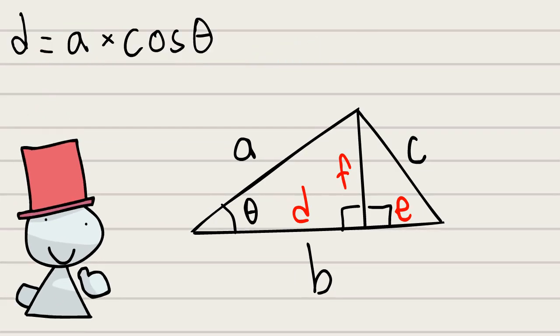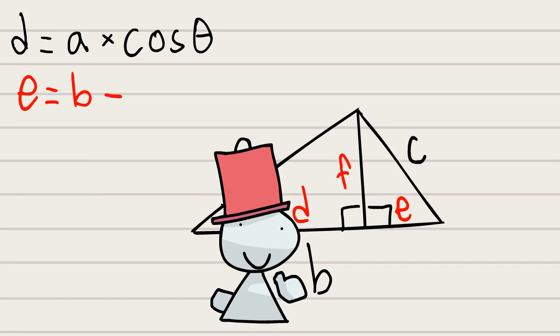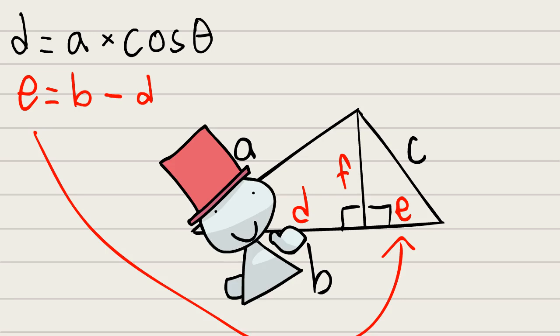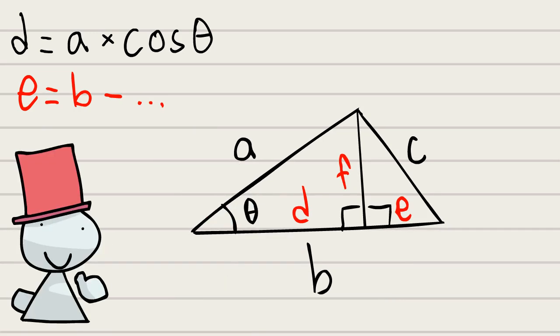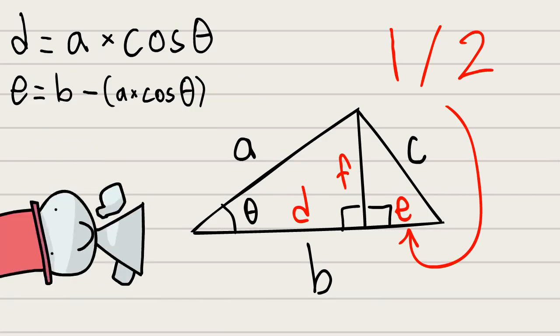Now, what that also means is that D is actually equal to A multiplied by the cosine of theta. We can then also use this information to solve for side E, which is just going to be side B minus side D. And since we just solved for D, we know it's going to be equal to B minus A times cosine of theta. That's one of the sides we need down, but now we need that F.